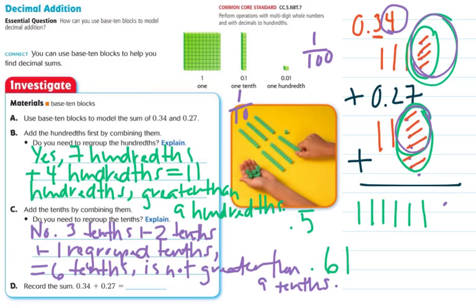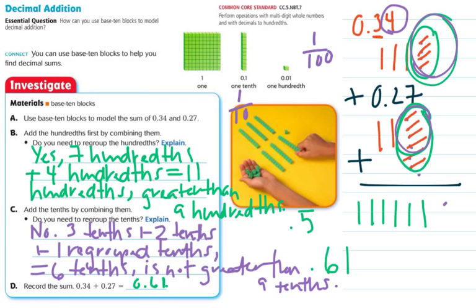So, boys and girls, if we were to record the sum of our answer, let's count it out one more time. We have 1 tenth, 2 tenths, 3 tenths, 4 tenths, 5 tenths, 6 tenths. So that is 6 tenths, and we had 1 left over, which was 1 hundredth. So our answer would be 61 hundredths.